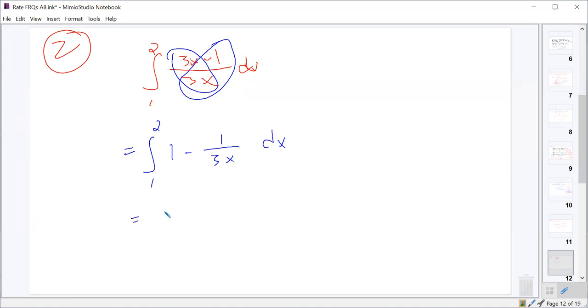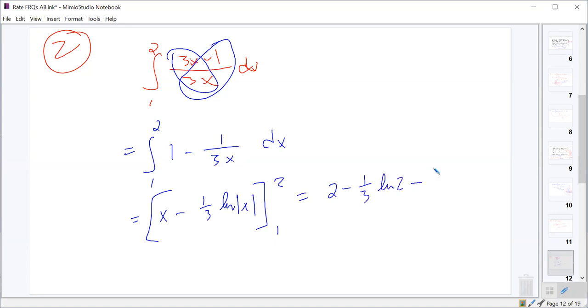So we've now got x minus, and this is just 1/3 of 1 over x. So 1/3 natural log absolute value x, and we'll evaluate from 1 to 2. 2 minus 1/3 ln 2 minus 1 minus 1/3 ln 1. ln 1 is 0. This is 2 minus 1, or 1, minus 1/3 ln 2, which looks like it is choice B. Everybody good with that one?